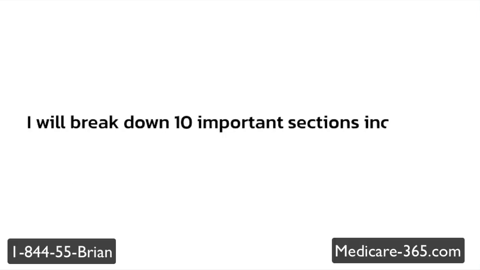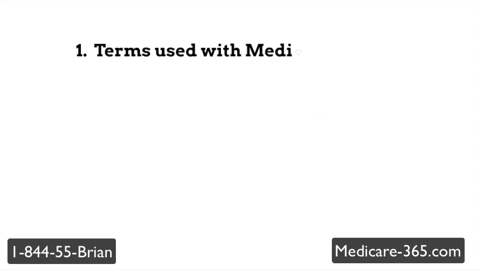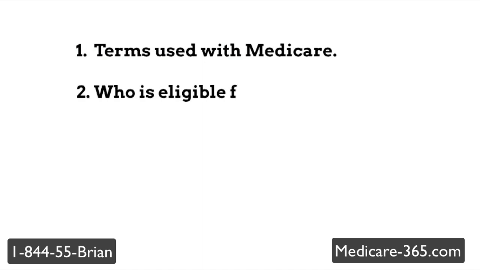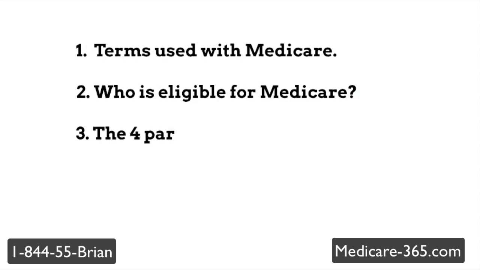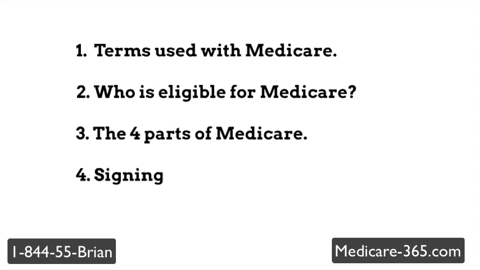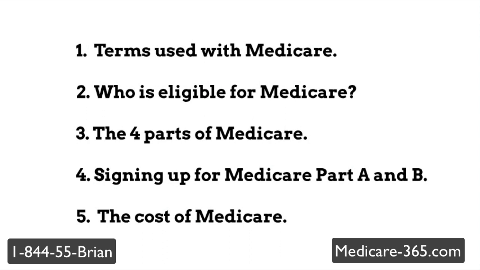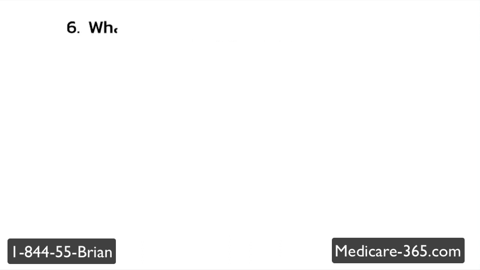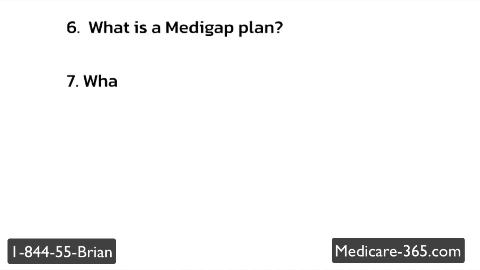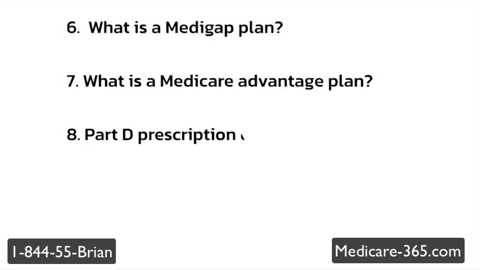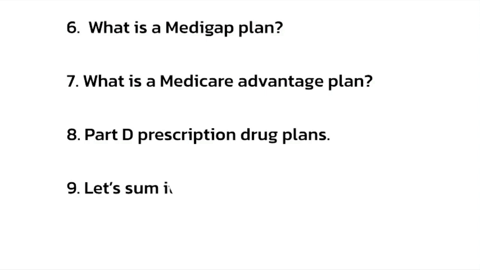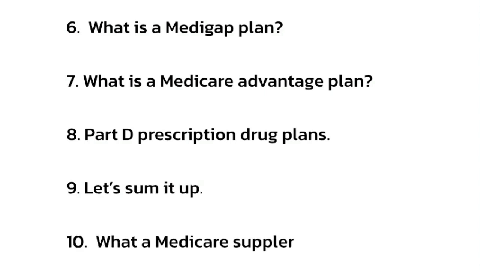I will break down 10 important sections, including Number 1, terms used with Medicare. Number 2, who is eligible for Medicare. Number 3, the 4 parts of Medicare. Number 4, signing up for Medicare Part A and B. Number 5, the cost of Medicare. Number 6, what is a Medigap plan? Number 7, what is a Medicare Advantage plan? Number 8, Part D prescription drug plans. Number 9, I'm going to sum it all up. And number 10, why it's important to have a Medicare supplement agent.